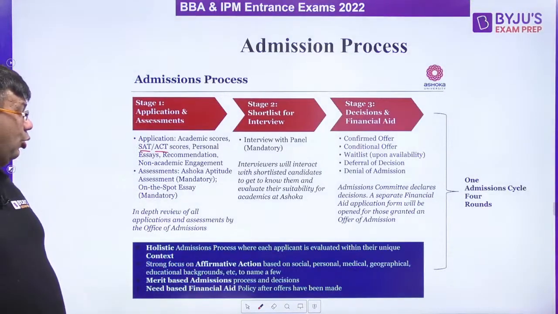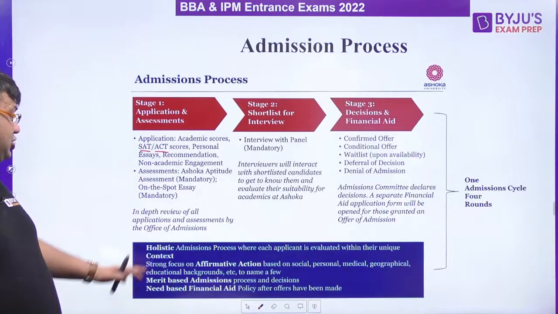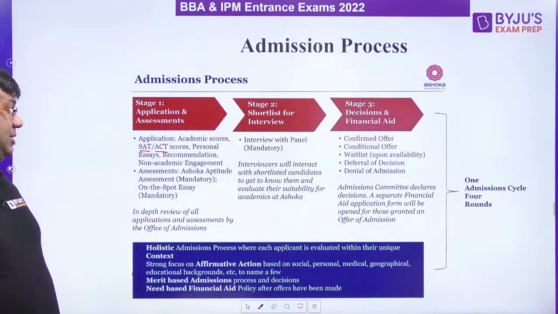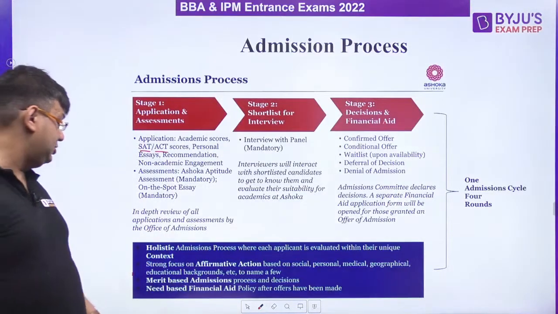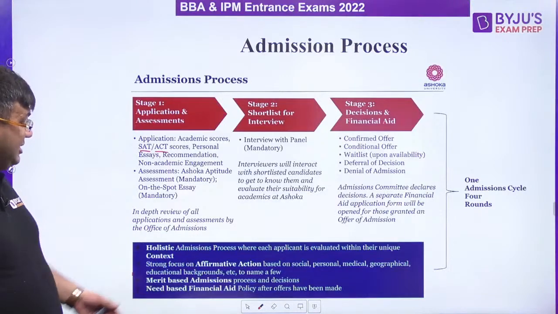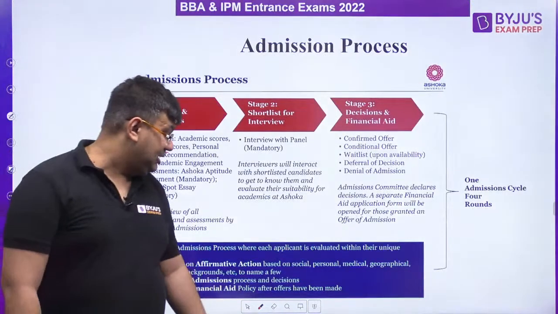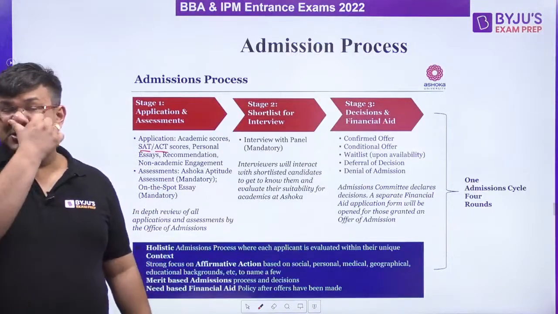Okay, so there is a holistic admission process where each applicant is evaluated with their unique context. Strong focus on affirmative action based on social, personal, medical, geographical, educational backgrounds, etc., to name a few. There's also a merit-based admission process and decisions, and there's a need-based financial aid policy after offers have been made. So lots of plus points here, as you can see.